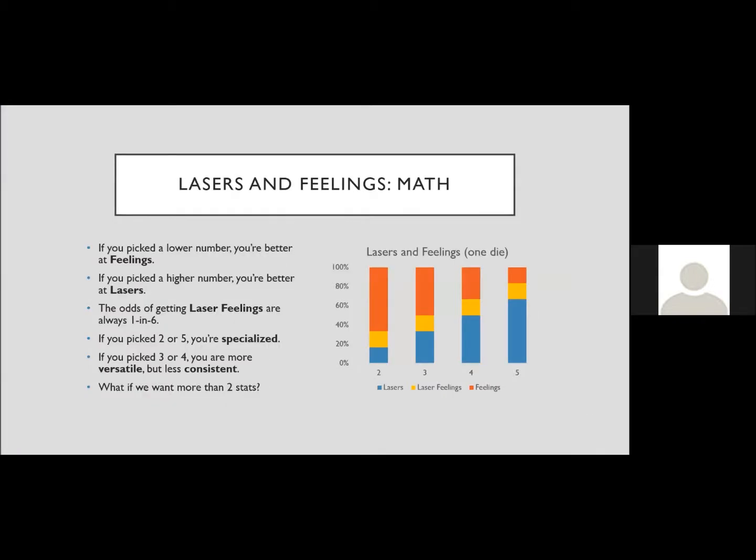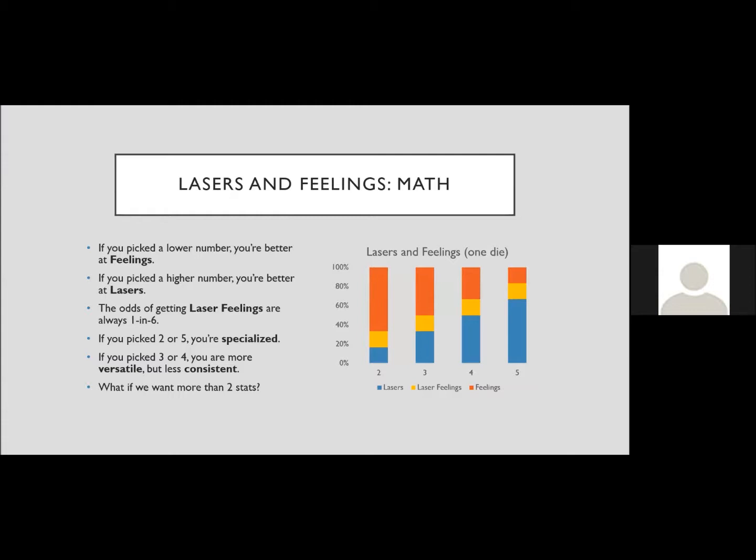Let's take a look at the math behind this real quick. If you picked a lower number, your character is going to be better at feelings because you're more likely to roll a higher result. If you picked lasers, then you probably wanted a higher number. The odds of getting laser feelings, no matter what number you picked, are always going to be 1 in 6.